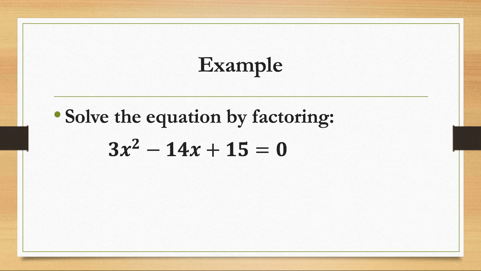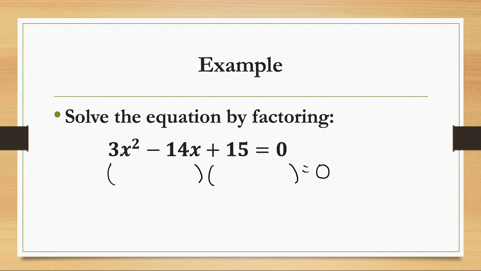Our next example is a problem where the coefficient in front of the x squared is not 1. So when that happens, we know that the factoring is going to be a little bit more difficult than it was in the other two examples. Again, you need everything set equal to 0, which has been done here. And we're ready to factor.